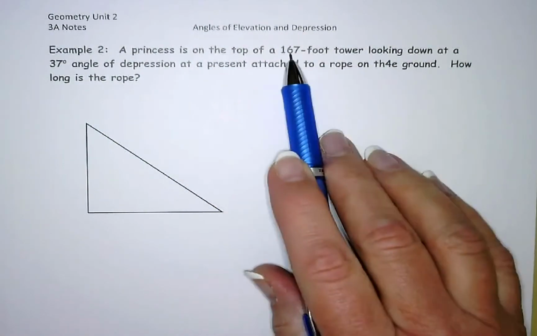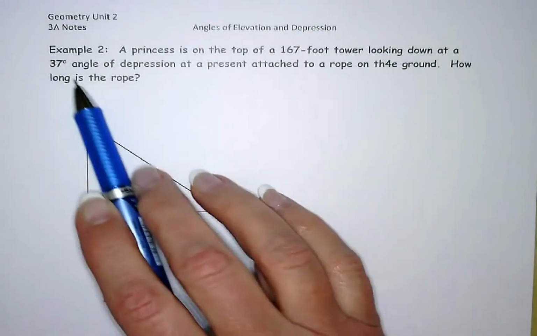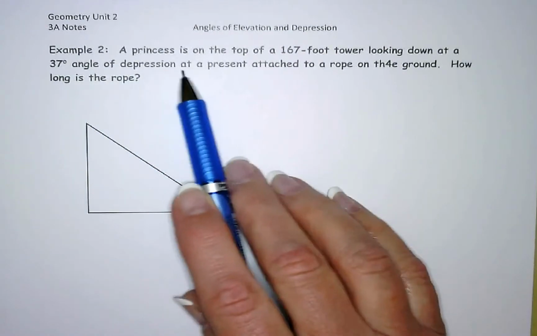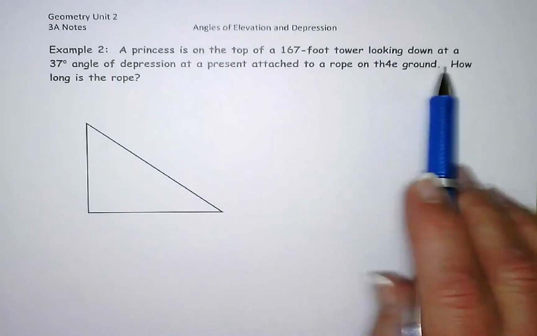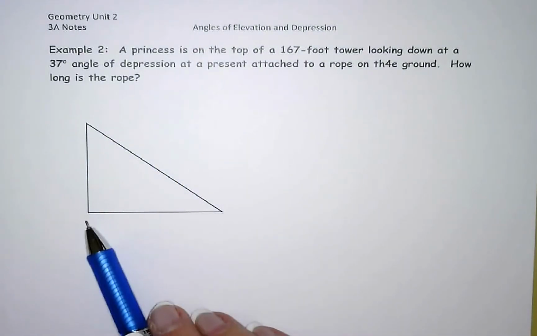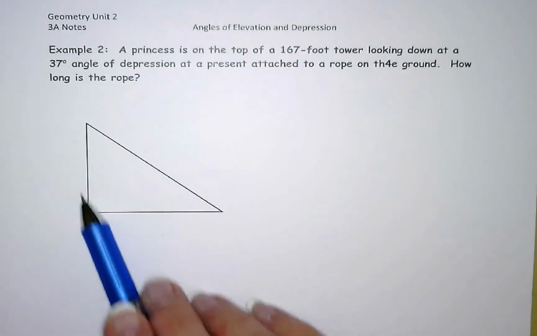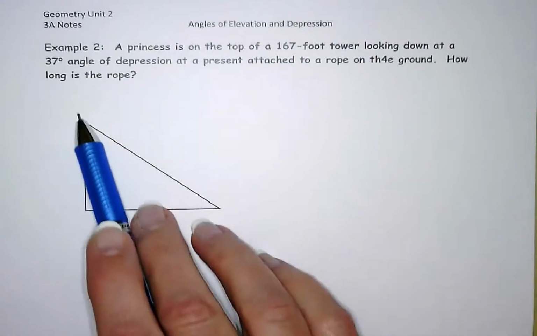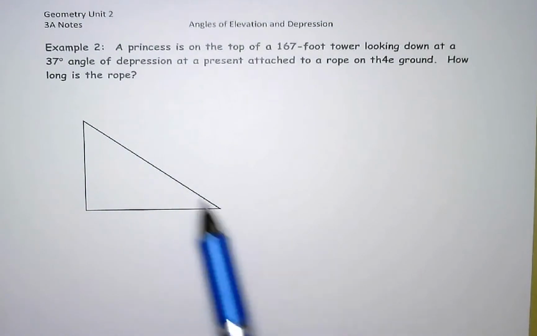A princess is on top of a 167-foot tower looking down at a 37-degree angle of depression at a present attached to a rope on the ground. How long is the rope? Okay, so we've talked about before, like on the triangle when I'm looking for things, this would be like the ground, this would be like a hill, or in this case a tower, and then this is her line of sight down to the present.